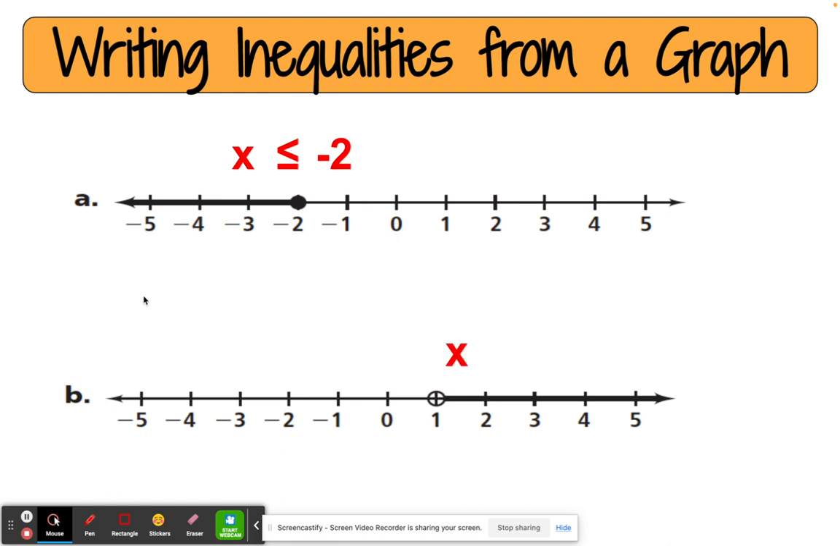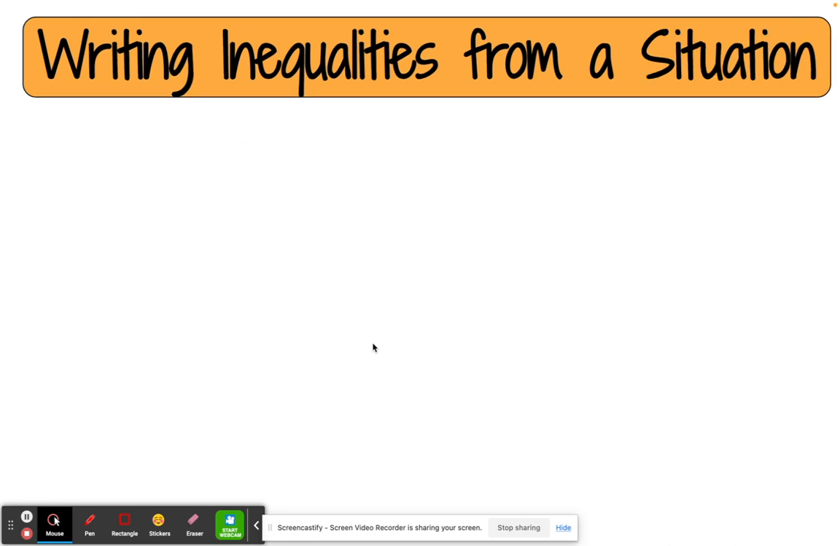My next one, I have an open circle at 1, and it's pointing to the right. So that's going to be greater than, not or equal to, because there's no closed circle. And it's 1.